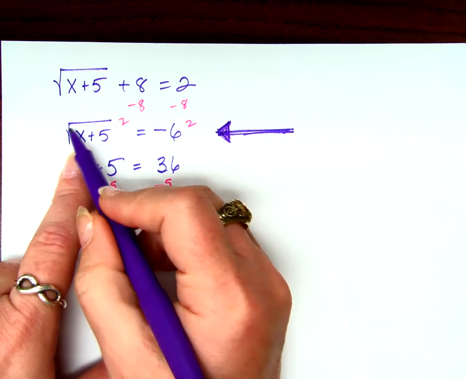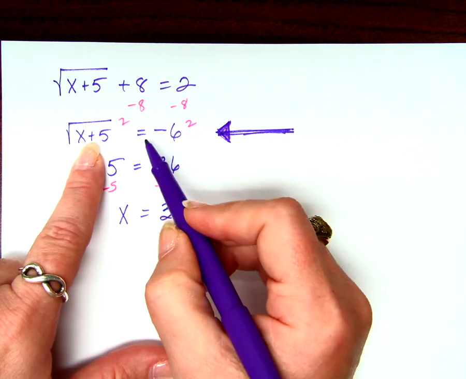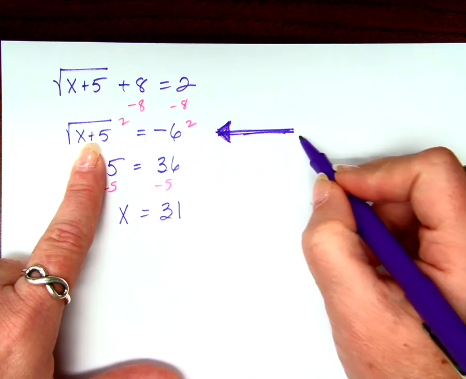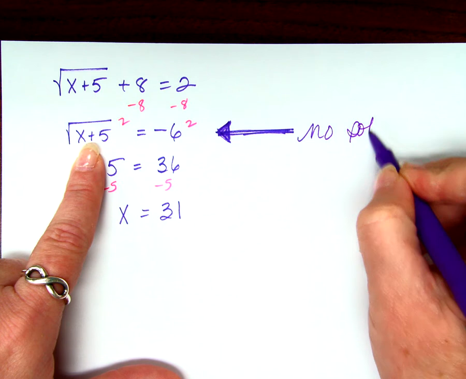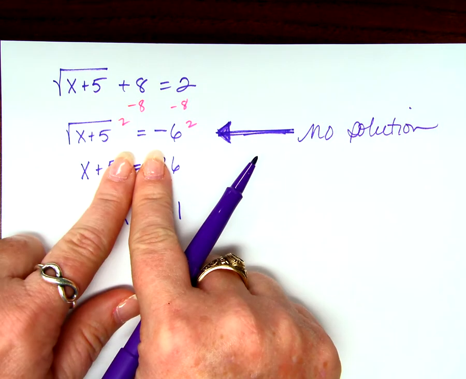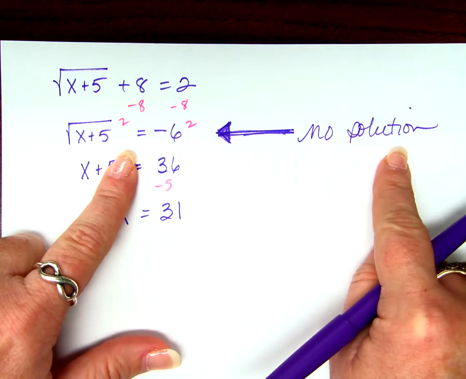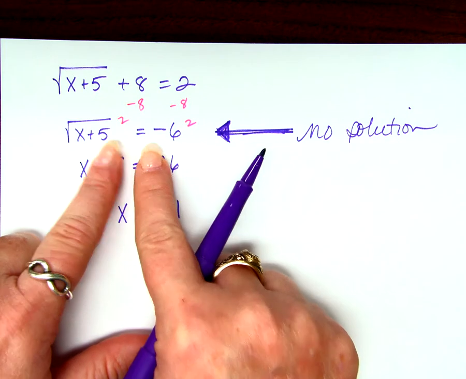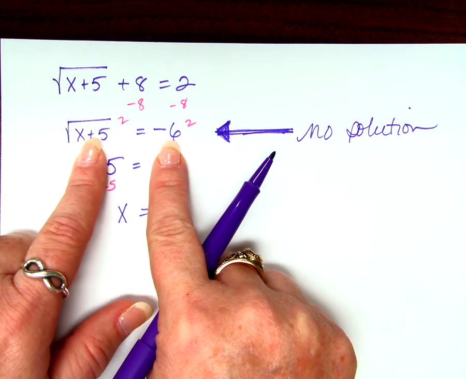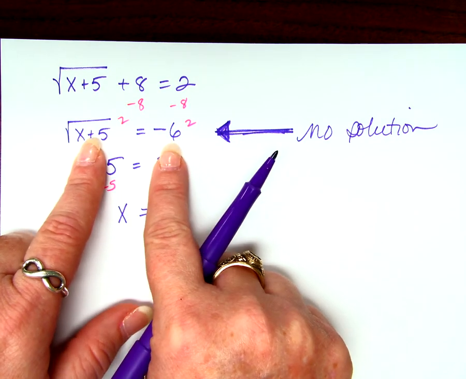Guys, when are we going to take the square root of a number and get an answer that's negative? Never. From this step right here, we could have said no solution because it's a square root equaling a negative number. Does that make sense? Okay.